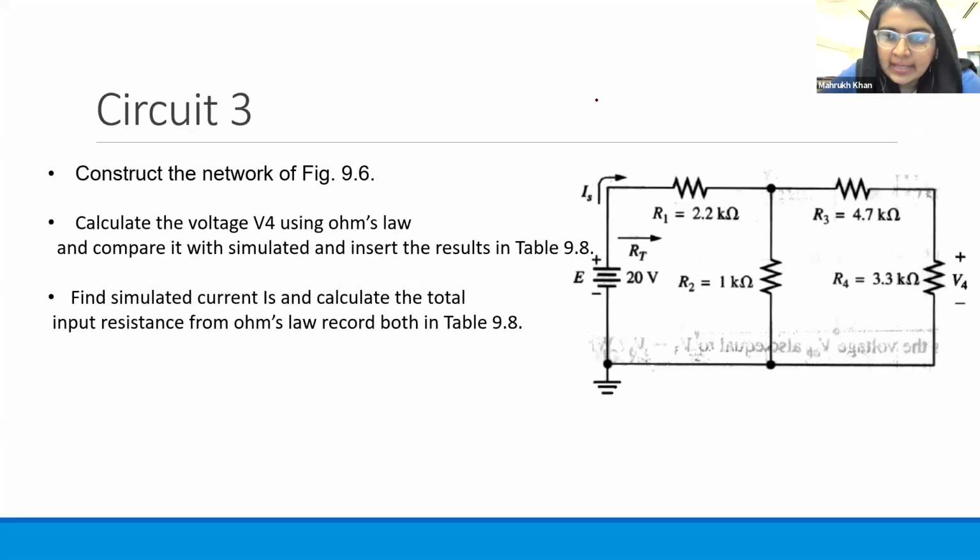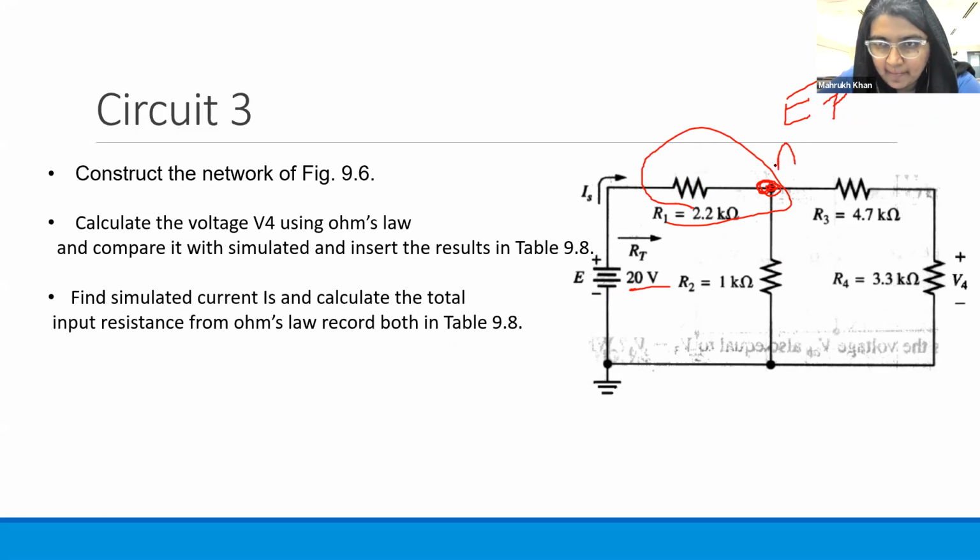Then in the second part, you need to construct another circuit, that is figure 9.6. In this circuit, the difference is that you have some resistance on the path of IS2. So there will be another voltage drop. So this E, 20 volts, is not equal to this E, right? E is not equal to the voltage at node A, let's say.